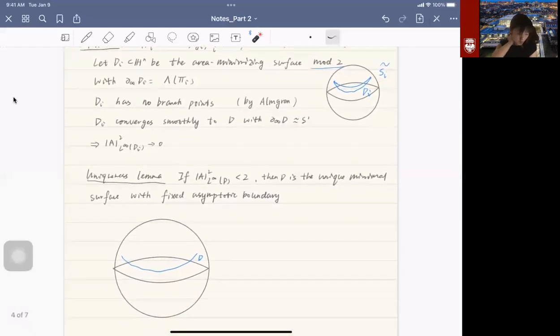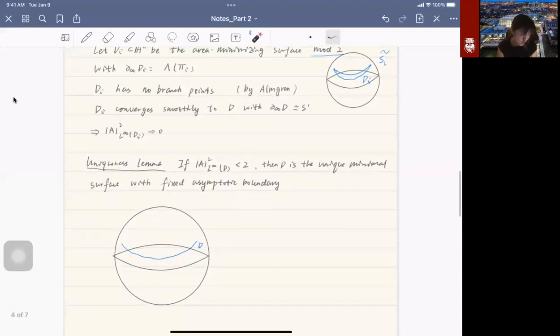And we're going to say that from a uniqueness lemma. In general, suppose we have a minimal surface D in H^n, and if the norm-squared second fundamental form is bounded from above by 2, then this surface D must be the unique minimal surface with a fixed asymptotic boundary. And I'll quickly go over the sketch of the proof.